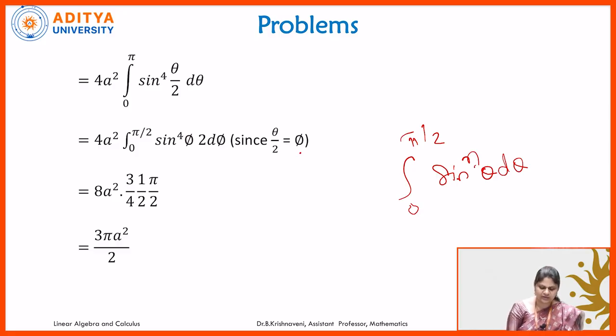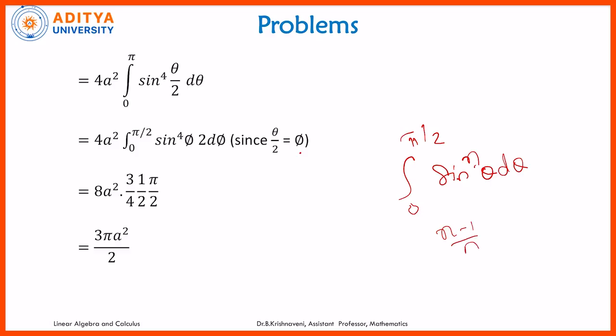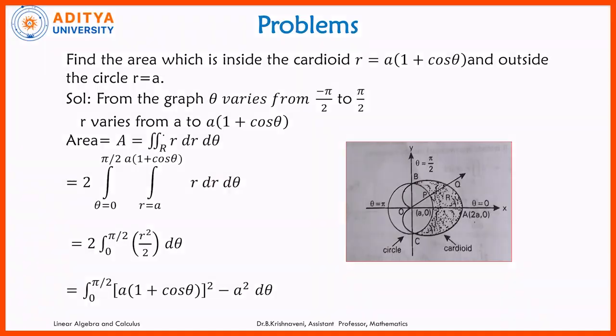So apply the formula: n minus 1 by n, n minus 3 by n minus 2, and so on, 1 by 2 into pi by 2. Now substituting n is equal to 4: 4 minus 1 is 3 by 4, 4 minus 3 is 1, 1 by 2, into pi by 2. So which gives 8a square into 3 by 4, 1 by 2, pi by 2, that will be equal to 3 pi a square by 2. So this gives the area of the given cardioid.